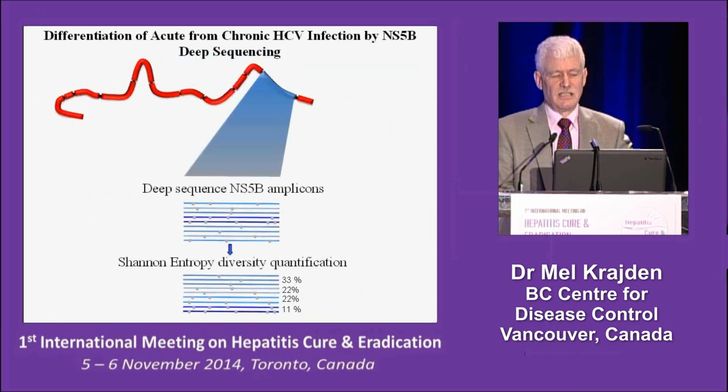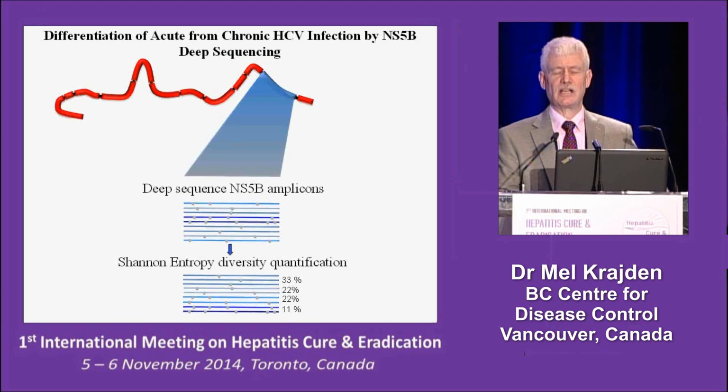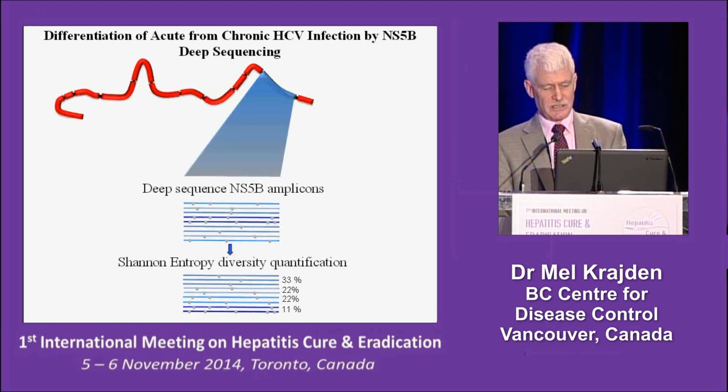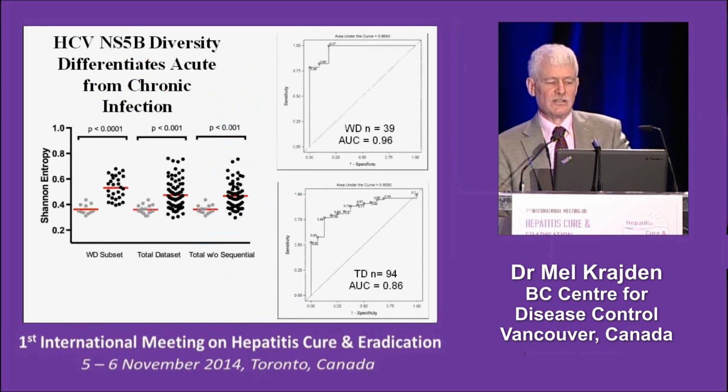We also tried to differentiate acute from chronic hep C by taking the same NS5B region and deep sequencing it, and essentially identifying those amplicons and looking for the diversity in the sample that's deep sequenced. And this is illustrative of the different percentages of certain subvariants, essentially. And we were able to show that looking at hep C NS5B diversity, we were able to differentiate acute from chronic infection in a very well-defined data set where we had 39 individuals who we had good timing of their infections. So the area under the curve was 0.96.